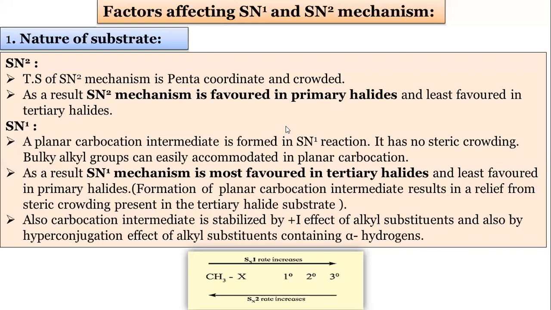Then next, factors affecting the SN1 and SN2 reactions. There are four factors which affect the SN1 and SN2 reactions. First one is the nature of the substrate. Directly I am explaining, see this diagram. The SN1 reaction is favorable in tertiary alkyl halides and the SN2 reaction is favorable in primary alkyl halides.